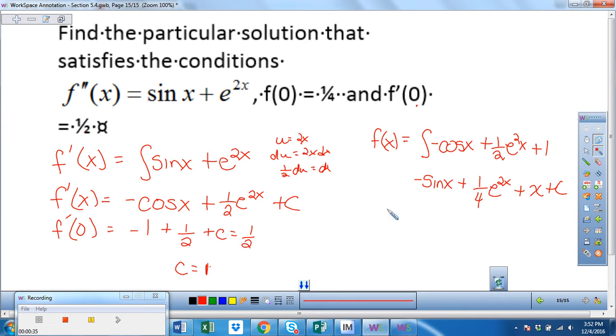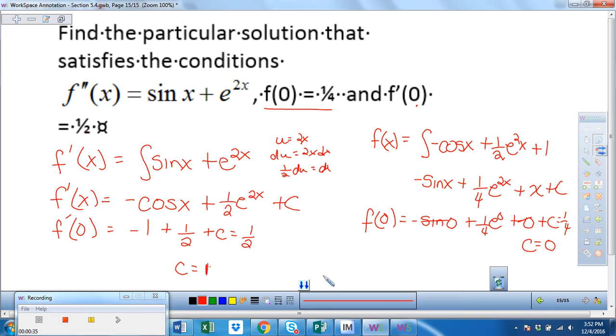Okay, so using the initial condition, when f of 0 is a fourth, I get f of 0 is equal to the negative sine of 0, which is 0, plus 1/4 e to the 0 plus 0 plus c, and that's equal to 1/4. So that's 0, that's 0. Subtracting 1/4, I get c is equal to 0. So f of x is equal to negative sine x plus 1/4 e to the 2x plus x, and our c is 0.